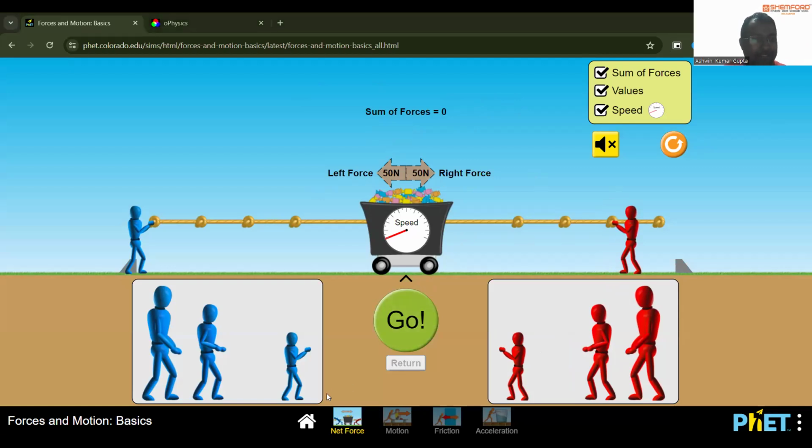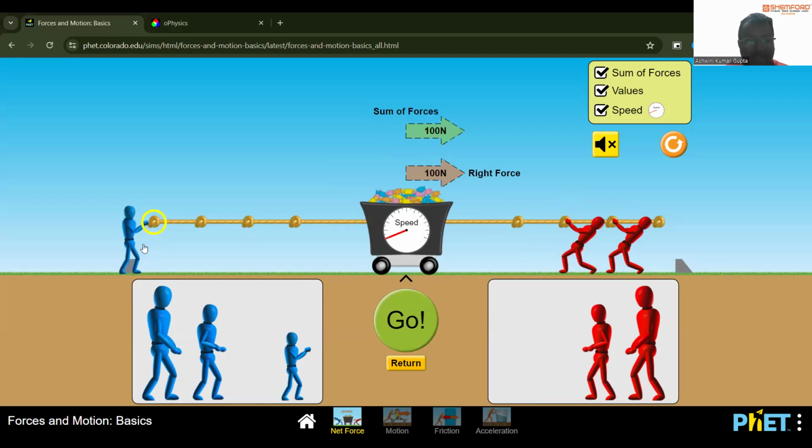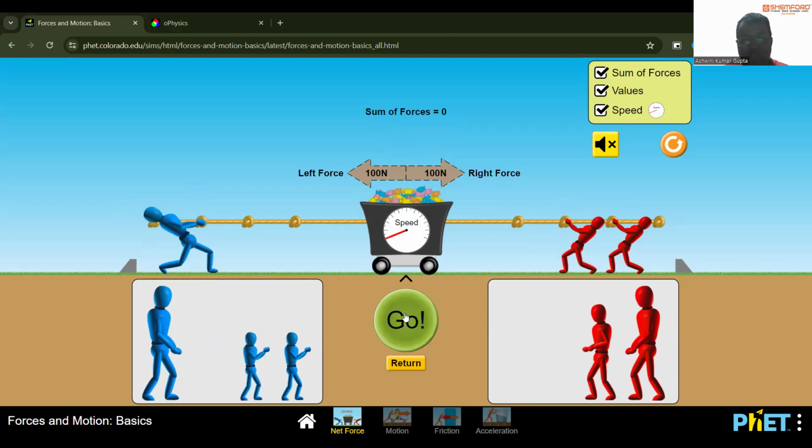It's a balanced rest. That's correct. Now, if I put go, see, both of the persons are pulling that trolley on their side, but the trolley does not move. Why? Because this is a situation of balanced force. Now, pausing this one, I have connected one person more here, and here I'm putting this one. Now, go. So now what is happening?